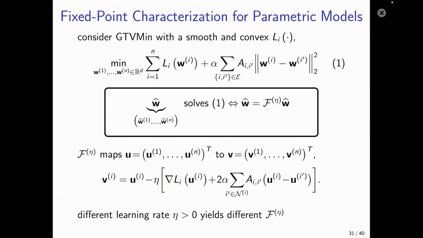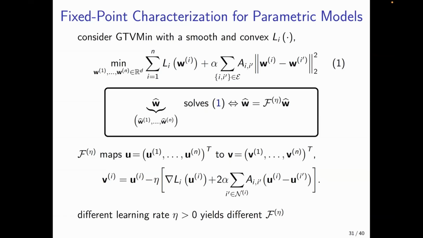Once we have such a fixed point characterization, it is very natural to use the operator that shows up in it to generate an iteration. So you start with an initial choice of model parameters here. I have now switched again to a special case of parametric models. So this is GTV-min for parametric models, using the squared Euclidean norm for the discrepancy measure. Then you can come up with a fixed point characterization, the zero gradient condition, because if these loss functions are also assumed to be smooth and convex, the whole objective function is smooth and convex.